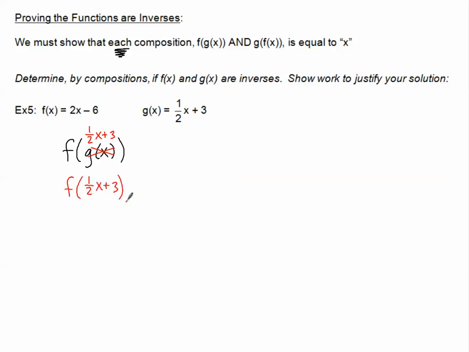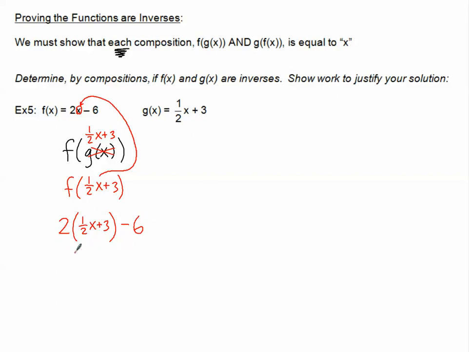So f of 1/2 x plus 3 means I'm going to plug that 1/2 x plus 3 right into the f function right here. So I'm going to have 2 times the 1/2 x plus 3 and then minus 6. So there's my composition. You can see the major f function here, 2 times something minus 6. It just happens to be that this something this time is the entire g of x function. That's f of g of x.